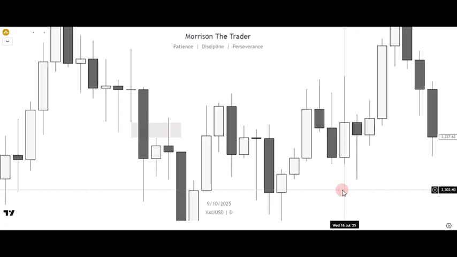A 3 candle pattern where the first candle's high or low doesn't overlap with the third candle's high or low. So what do we mean by this? You see, a fair value gap is a gap in the market, a gap in between candles, more like a space.